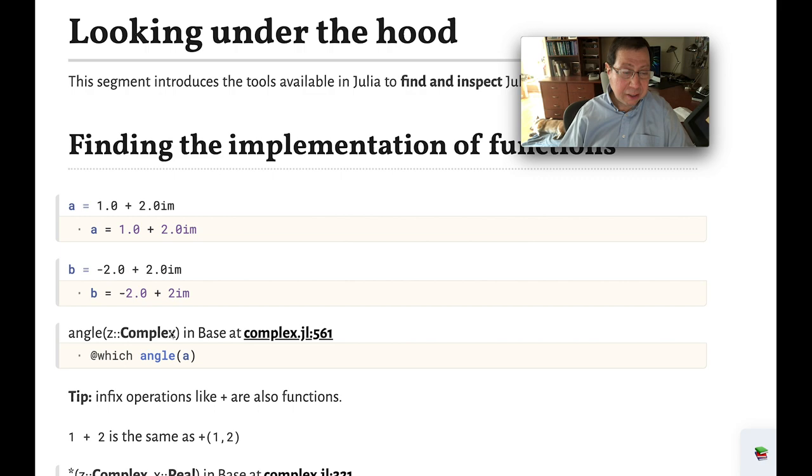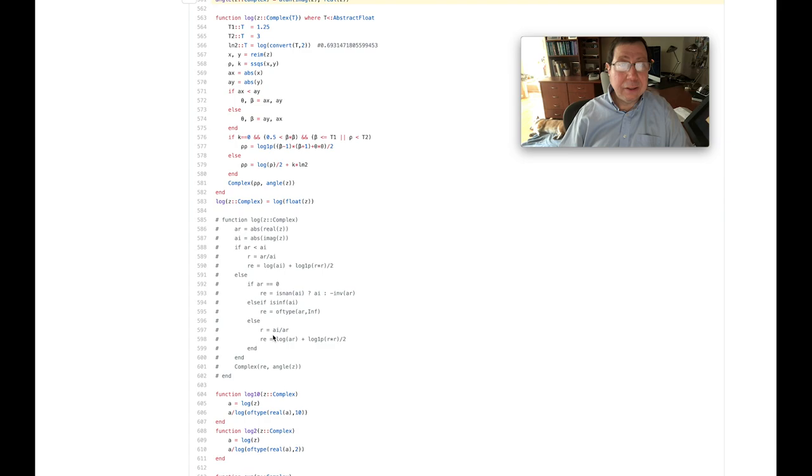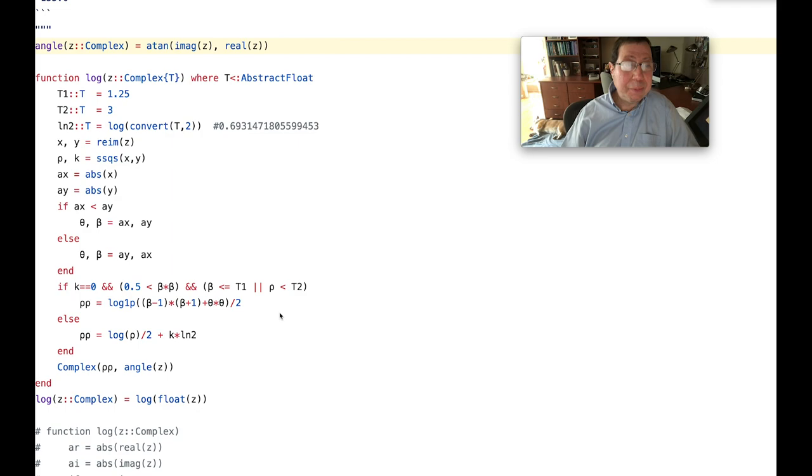In Julia you can type @which, that's the command, and then apply angle to A. It's important that you don't just say angle, but you apply angle to an argument, something that actually gets executed. And you can click on it, and sure enough, you can see right there in yellow. Let's make it a little bit bigger, just so everybody can see it. You can see right there is the definition of angle, right there on line 561.